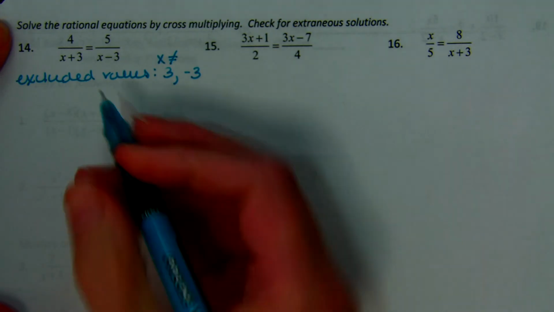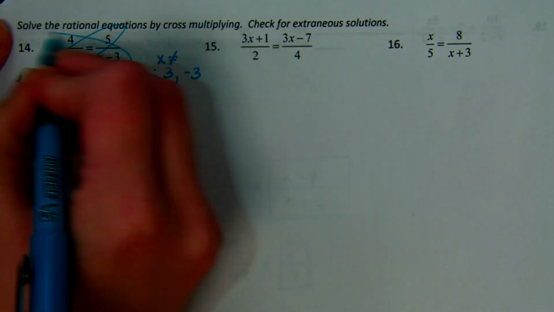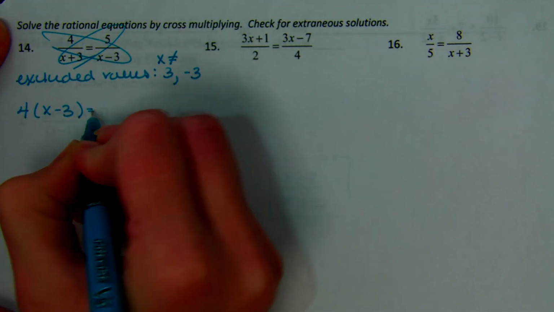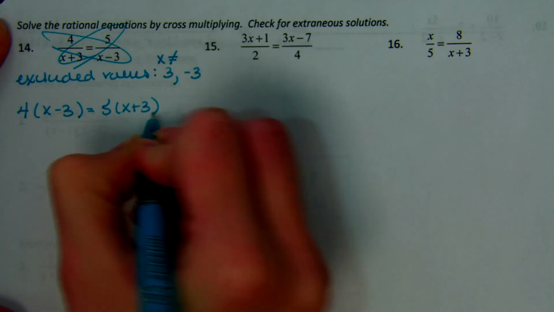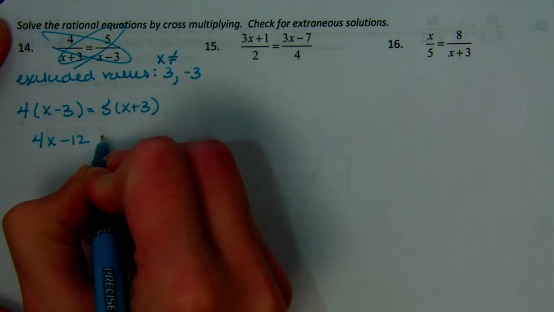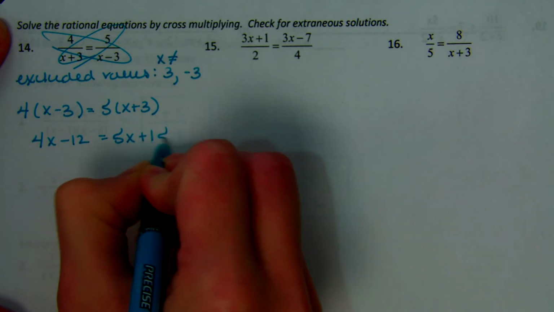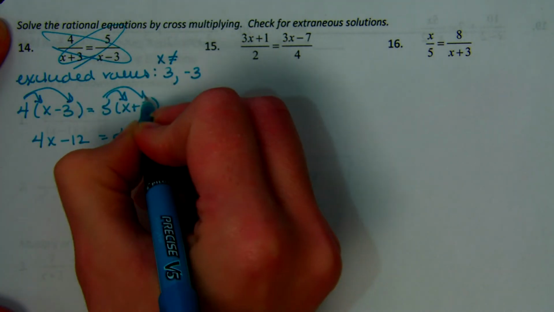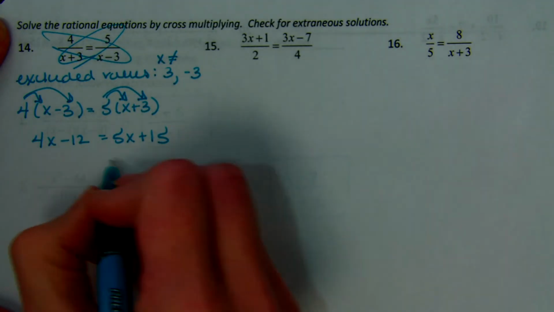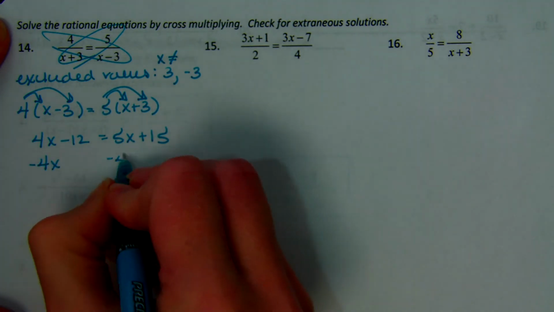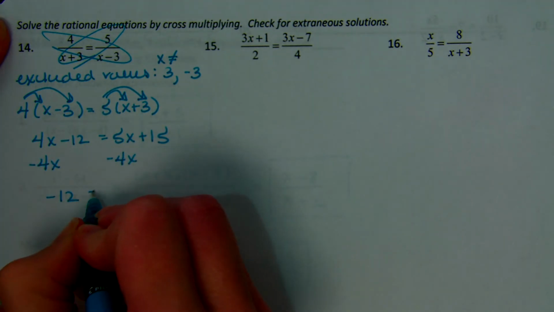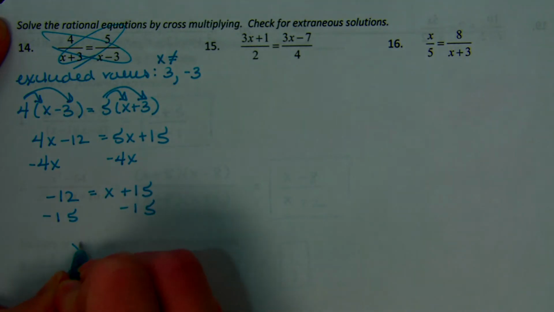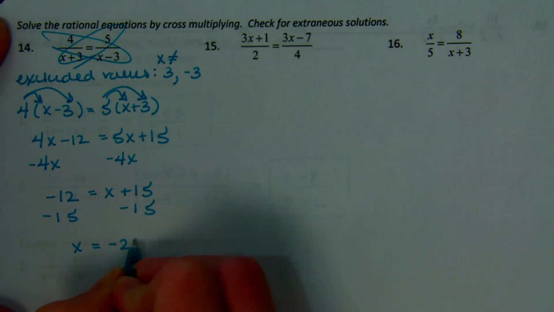So now I'm just going to go ahead and solve this equation. We do that using cross multiplication. So I get 4 times x minus 3 is equal to 5 times x plus 3. So 4x minus 12 is equal to 5x plus 15. That was just distributing, right, guys? Solve for x. So I'm going to move the 4x over. Negative 12 is equal to x plus 15. Subtract 15. I get x is equal to negative 27.